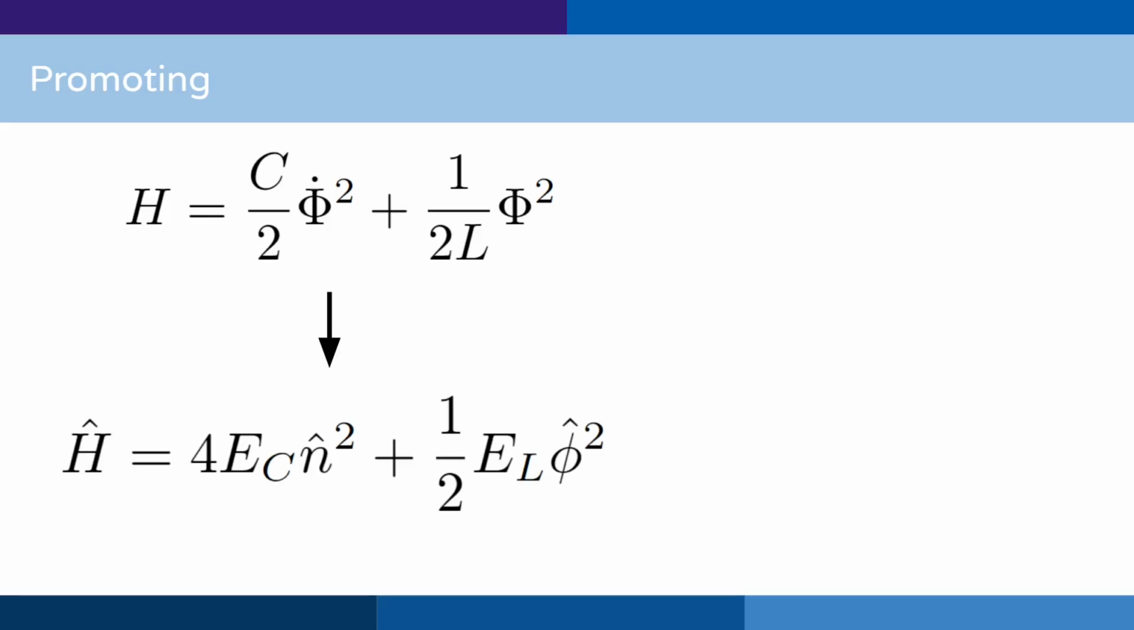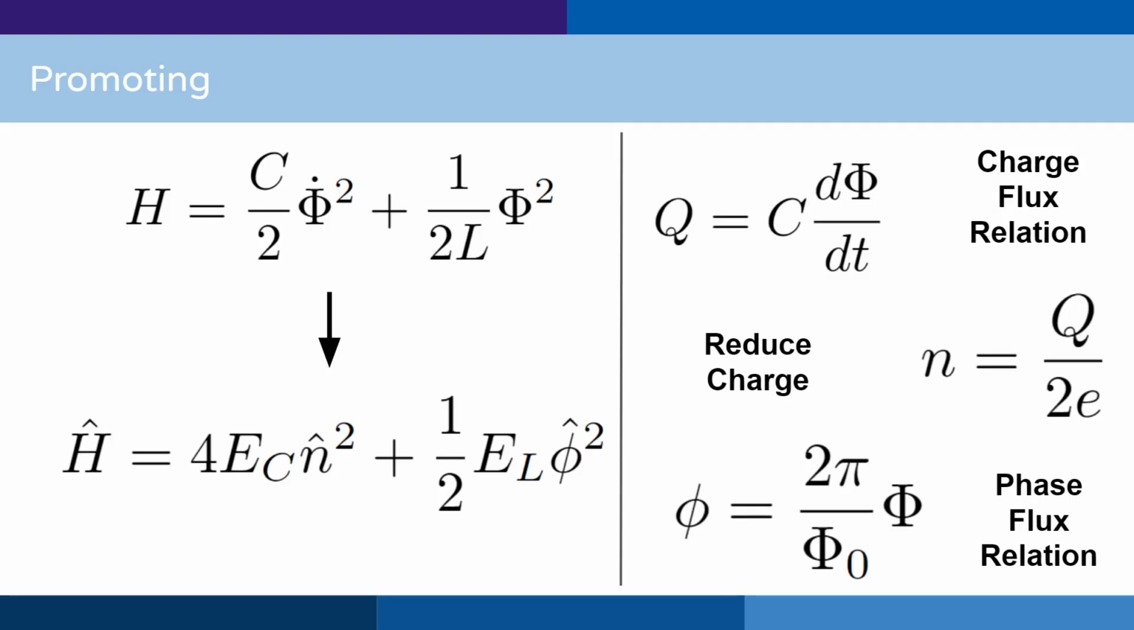We just need to change the variable from this to the quantum Hamiltonian, and if you have doubts about the process, you can use these particular three equations. There are the charge-flux relation, the reduced charge, and the phase-flux relationship. With all of these, you can promote this into the quantum part.